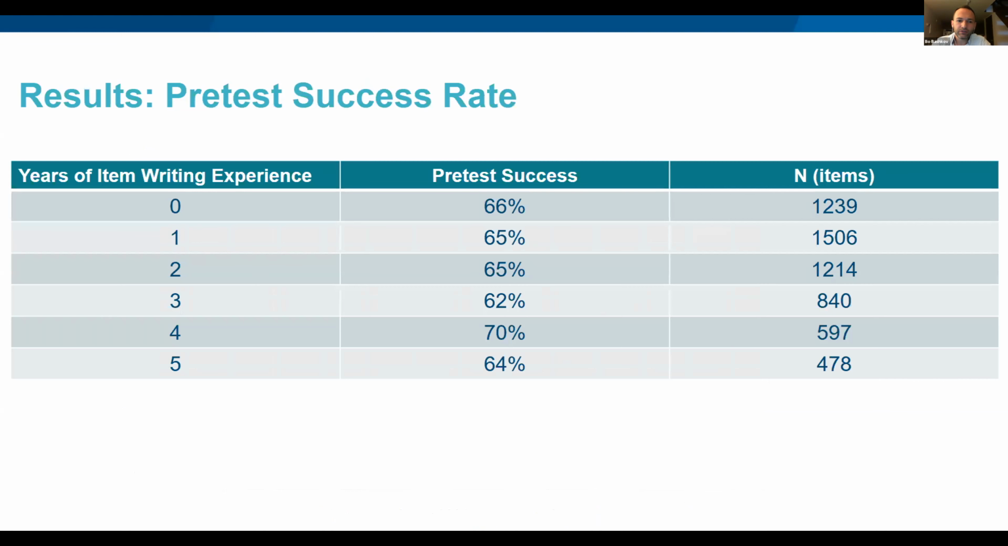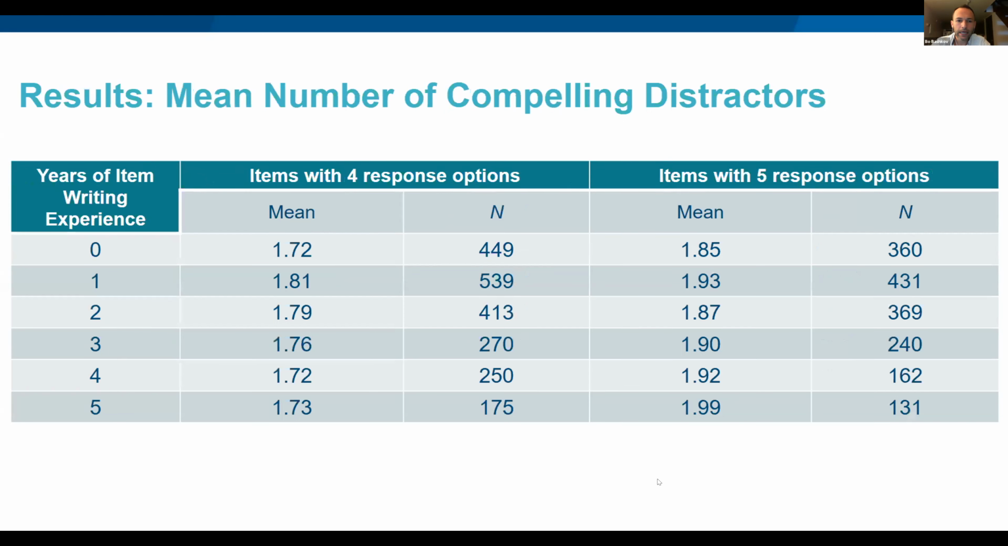We also looked at years of item writing experience and pretest success rate. As you can see in this table, the pretest success rate is very stable across years of item writing experience, a little higher with 4 years of experience. But other than that, fairly stable. And you should note that the number of items decreases over time due to attrition, fewer items produced with more experience. So these are a little less stable as compared to the first few cells.